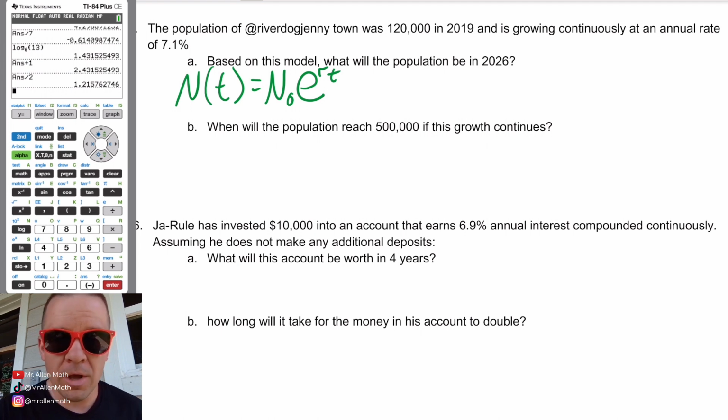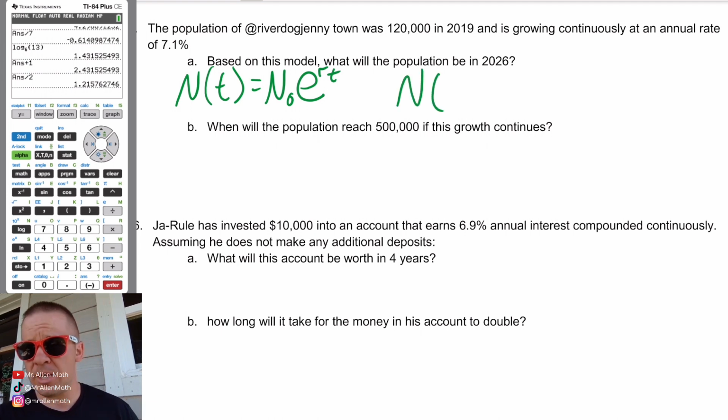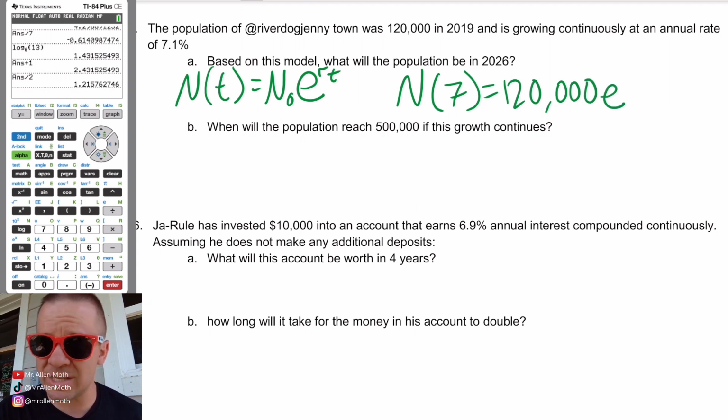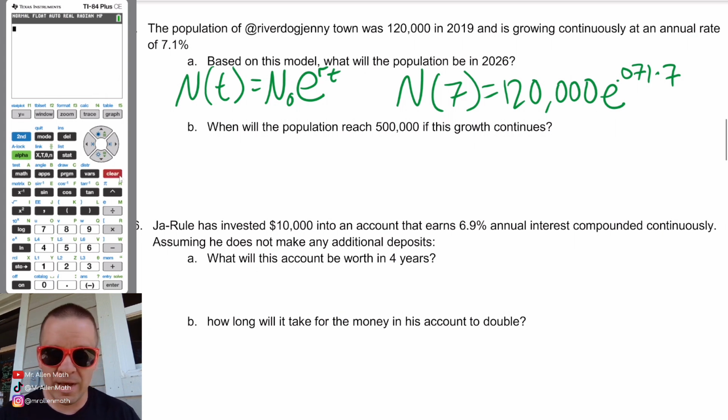So for this one here, we want to figure out what it's going to be after how many years. From 2019 to 2026, that's 7 years. We started with 120,000. There we go, more zeros. And then we got E raised to the 7.1%, so 0.071, and then times 7 up there because it'd be 7 years. So let's go ahead and plug this bad boy into our calculator. We have 120,000. And then we got E, so that's just second natural log. And then I have 0.071 times 7. We hit enter. There we go.